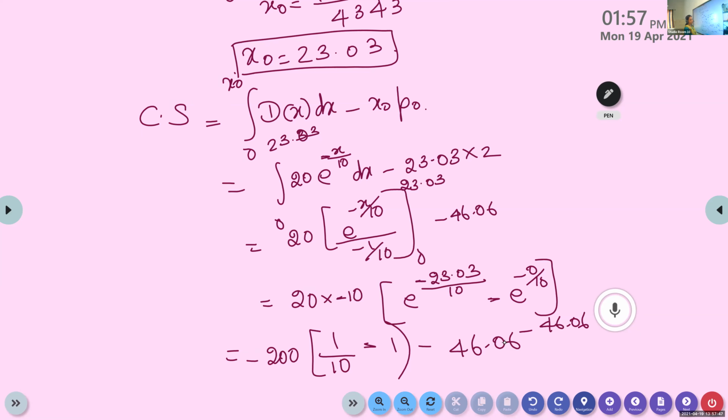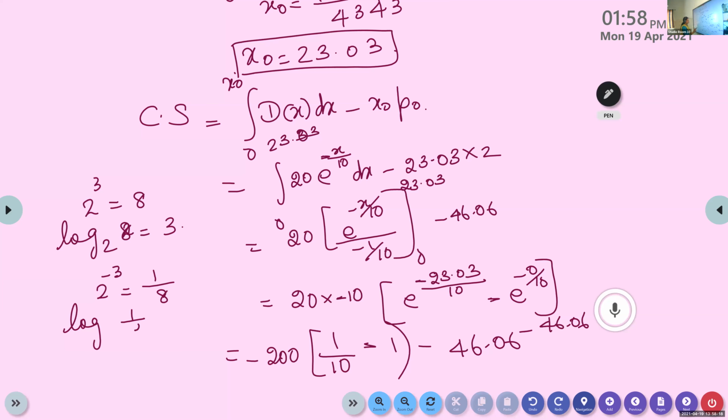46.06. Here we are using the property of log. For example, listen children, if 2 cube is 8, how will we write it in logarithmic form? Log 8 to the base 2 is 3, isn't it? What about 2 raised to minus 3, when the exponent is negative? We'll get 1 by 8. So here we write log 1 by 8 to the base 2 is minus 3.